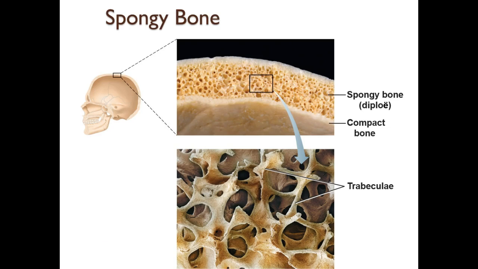So this one is showing you what flat bone looks like. The flat bones are all going to have spongy bone in the center and compact bone on the outside. So it's almost like a spongy bone sandwich, with the spongy bone being inside and the compact bone being like the bread of the sandwich. And in the spongy bone, the trabecula are the little spicules of bone that make up the spongy bone.